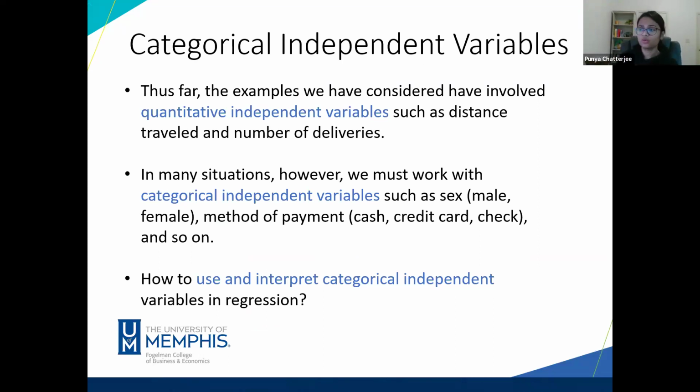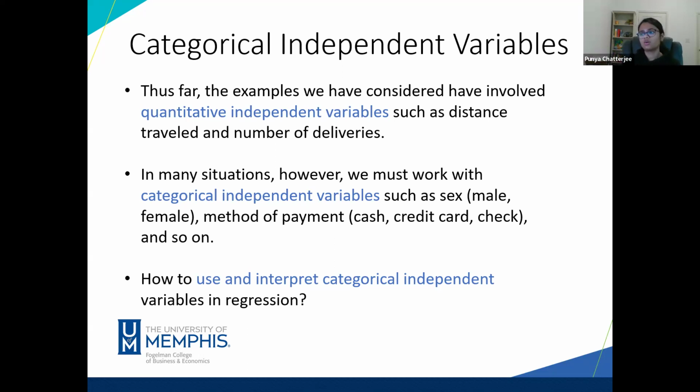Like I was saying, so far the examples that we talked about, both qualitative and quantitative examples, have considered quantitative independent variables, right? So when we talked about, let's say, ice cream sales and humidity and weather temperature, both of them are numerical values. So we talked about everything that's numerical. But now we're going to talk about some categorical variables, right?